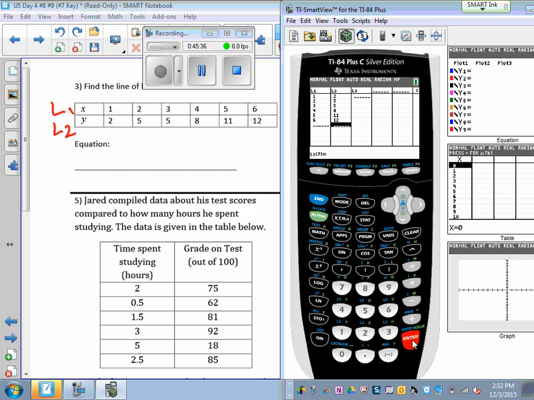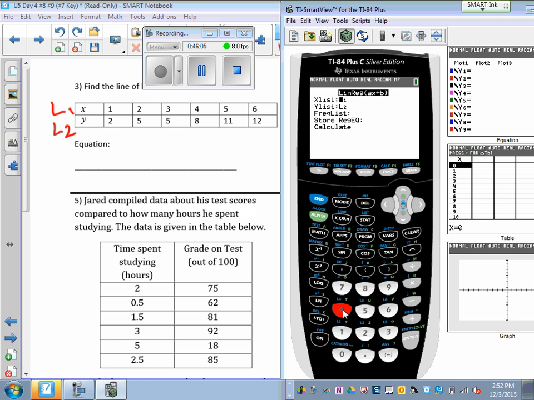Okay, so now, stick with me. I need all your attention. Next we go to Stat. See how it says Calc? We want to arrow to the right. So it says calculate. And then we choose number 4, LinReg. That stands for linear. We're talking about a line. So number 4, or you can arrow down.